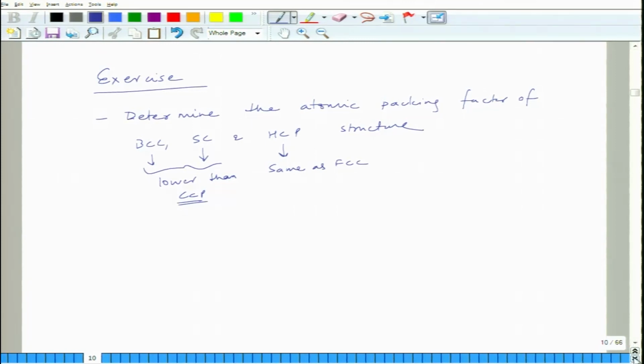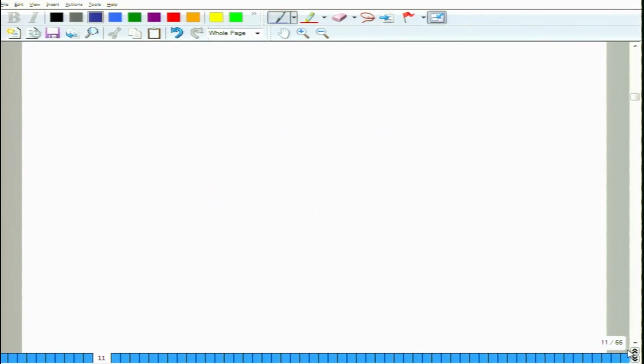Now the last thing I wanted to cover in this, perhaps we won't be able to go to interstices, is in case of HCP crystals, HCP lattices, there is something called the C by A ratio.